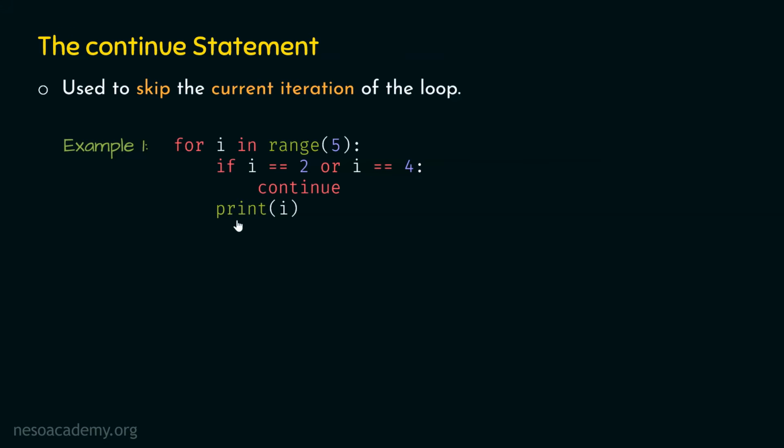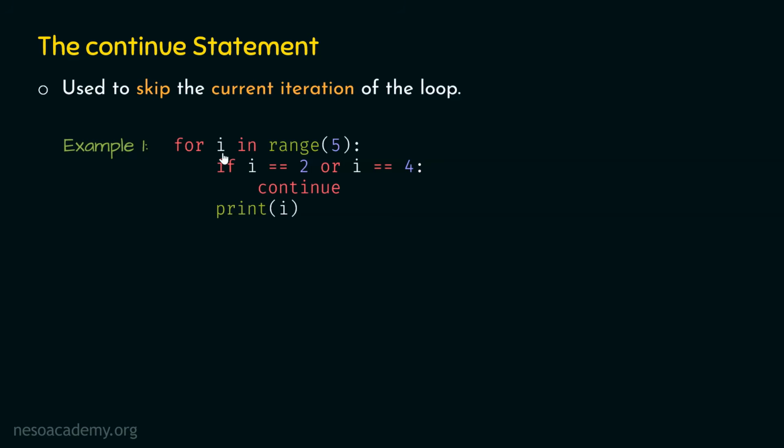This means that this print function will be executed and 0 will be printed on the screen. After this, we will receive 1 here from the range function. Now, we know that these two conditions are not satisfied. Hence, continue statement is not executed. This means that this print function will be executed and this time 1 will be printed on the screen.